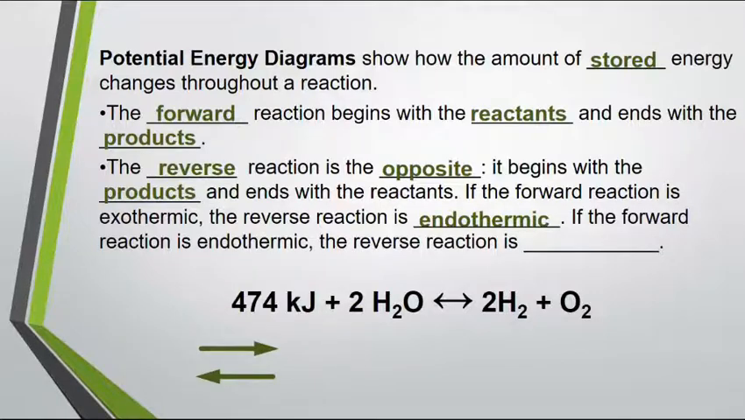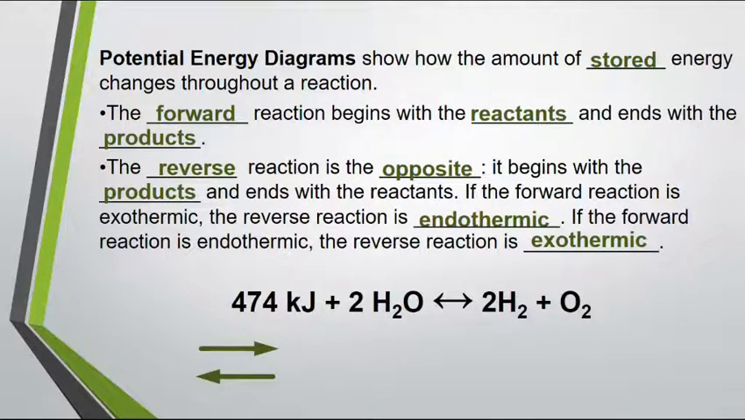Now, where this ties into energy is if the forward reaction is exothermic, like I already had show up here, then the reverse of that reaction is going to be endothermic. So as we flip the direction of the reaction, we flip the direction the energy is moving. Kind of makes sense. That means if the forward reaction is endothermic, the reverse is going to be exothermic.